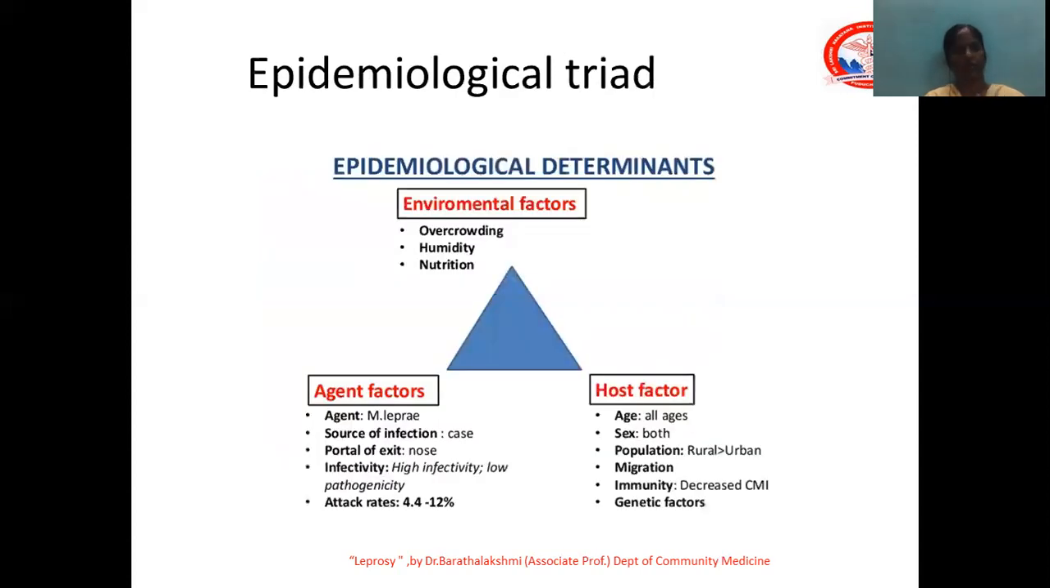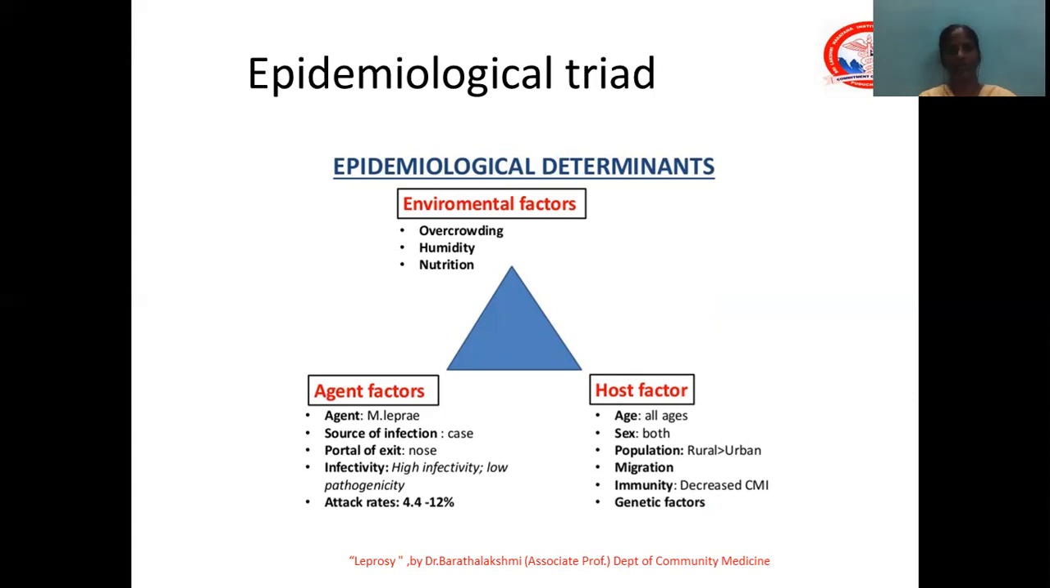Now let's move on to the epidemiological triad. The epidemiological triad means the 3 components of a triangle that lead to the disease. It's not only the agent that can lead to the disease; the agent with a susceptible host and a favorable environment will result in the presentation of the disease.